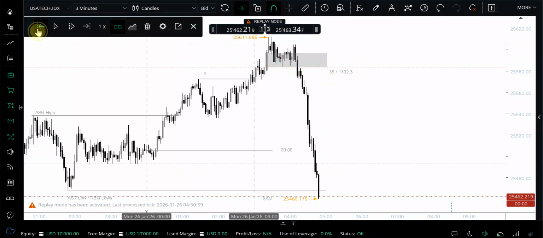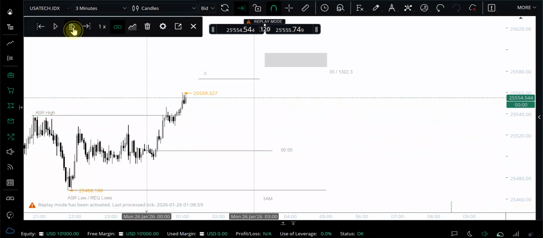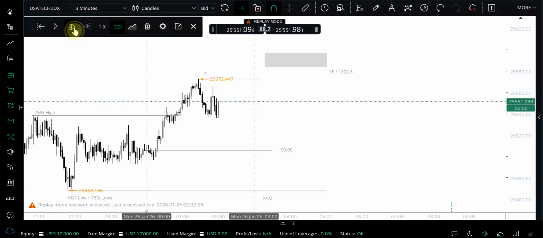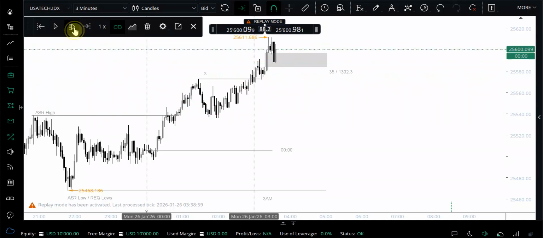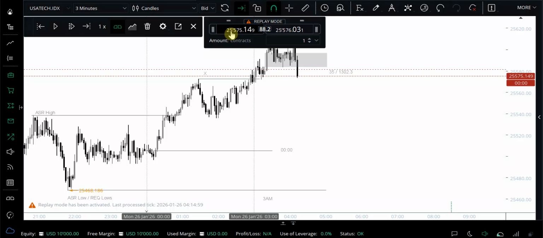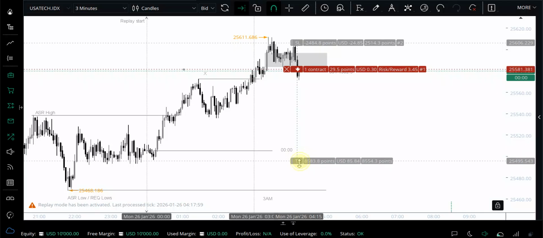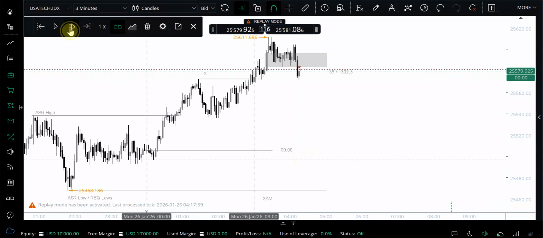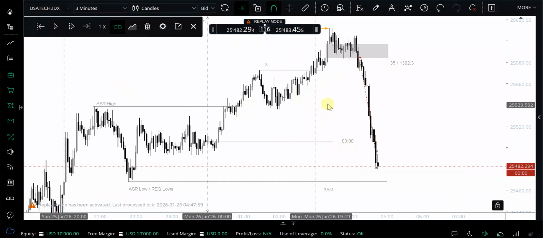So let me just play it back and we get a better feel. The displacement, then my sell limit somewhere there, stop loss at that high, then yeah. So I think this wraps up this model.